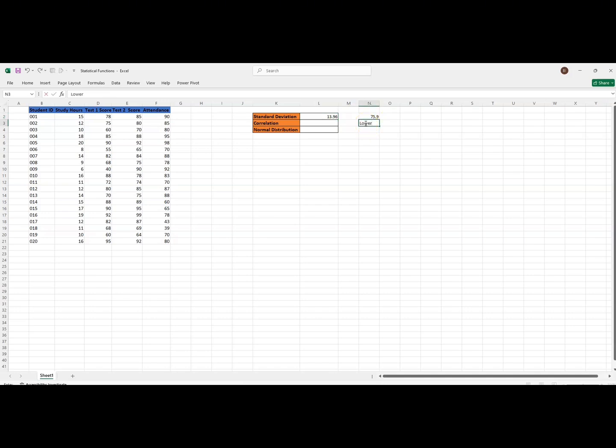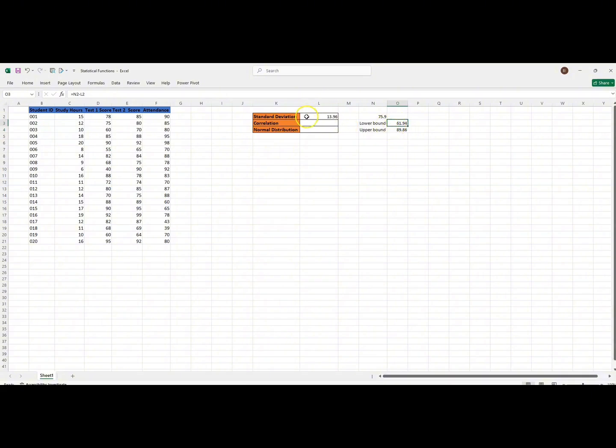Let's start with our lower bound, which is for below. If I say 13.96 below 75.9, so subtracting 13.96 from 75.9, let's say equal to 75.9 minus 13.96. Now hit enter. Then I want to find my upper bound, so equal to 75.9 plus 13.96. I'll hit enter. This is my upper bound. So I'm saying that most of the test scores are within this range, 61.94 to 89.86. Most of them.